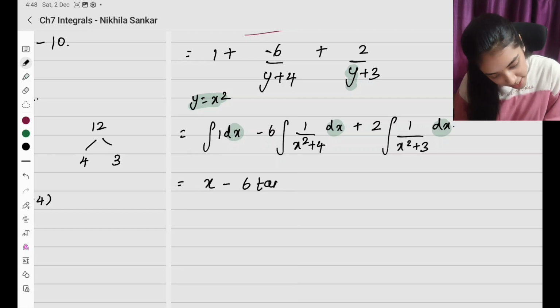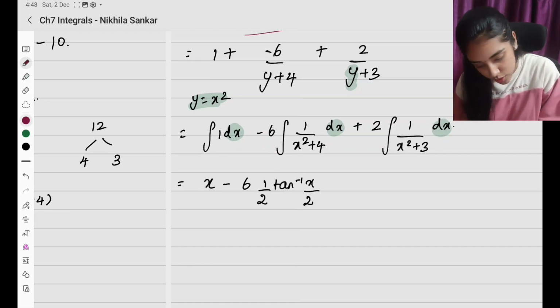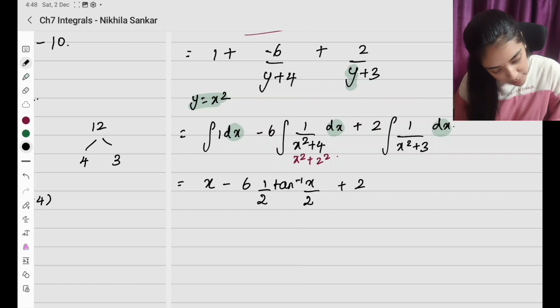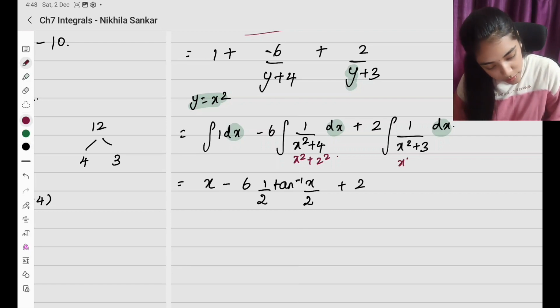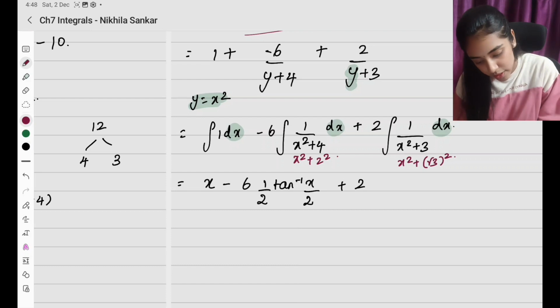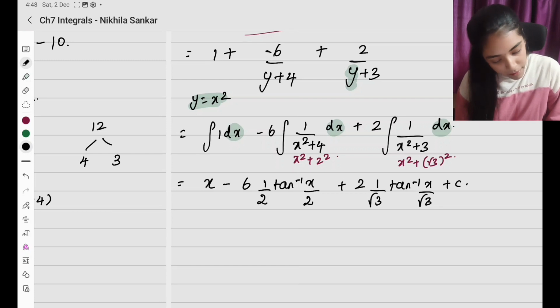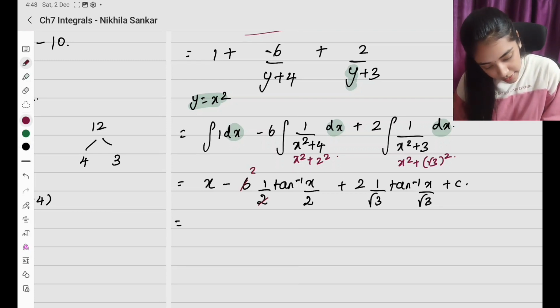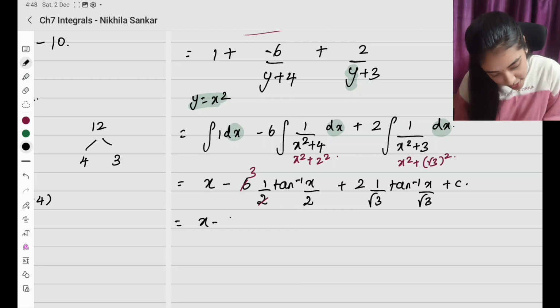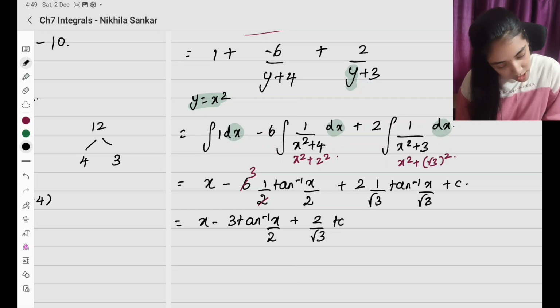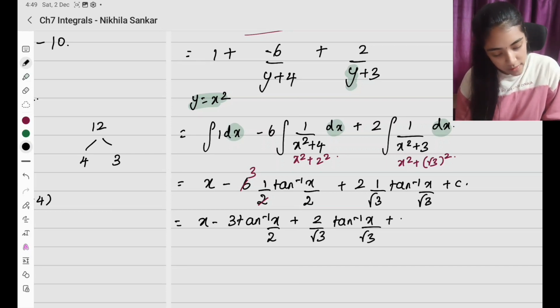Now this is going to be x minus 6 times, this is tan inverse, 1 by a, tan inverse of x by a. What is my a? It is going to be 1 divided by 2 tan inverse of x divided by 2. This is of the form x square plus 2 square. Correct? And plus 2 times, in that x square plus root 3 the whole square. So again 1 by a tan inverse of x by a plus c. So this, when I cancel, I have 3. I cannot cancel anything else. So x minus 3 tan inverse of x by 2 plus 2 by root 3 tan inverse of x by root 3 plus c. This is my final answer.